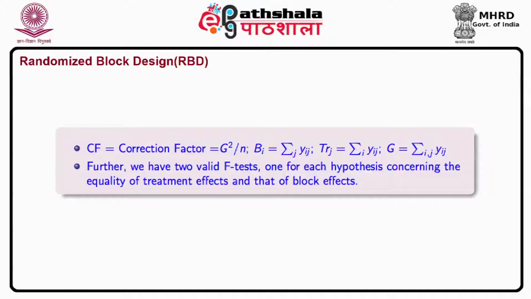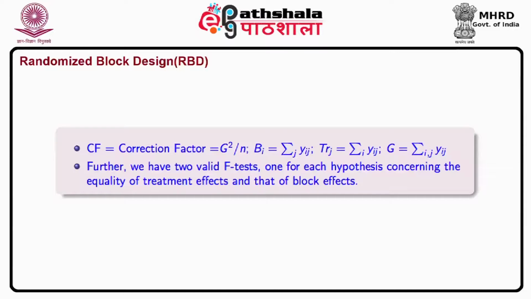Now further, we have two valid F tests, one for each hypothesis concerning the equality of treatment effects and that of block effects. You mean to say the first F ratio refers to blocks and the second F ratio refers to treatments. Yes. For testing the equality of the block effects, we use the upper F, and for testing the equality of treatment effects, we use the other F ratio. We know the corresponding degrees of freedom, etc.